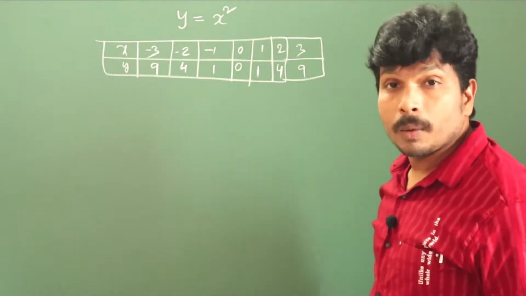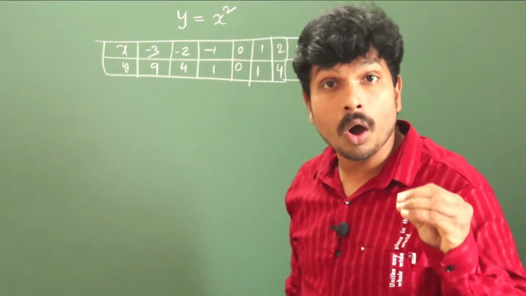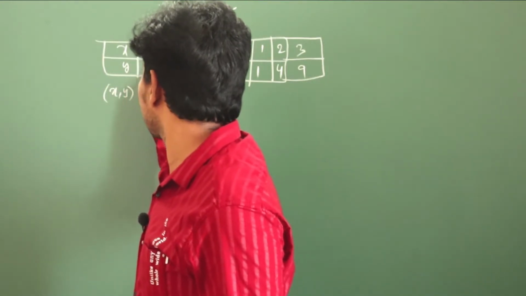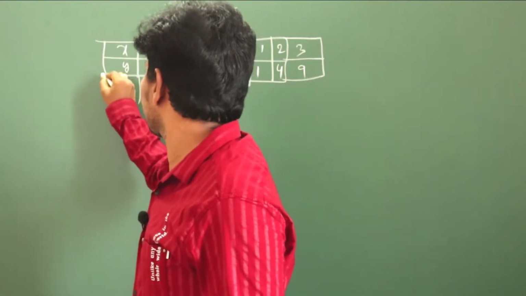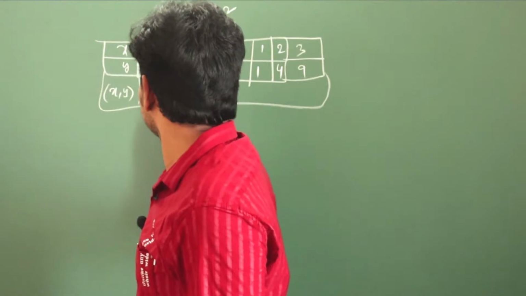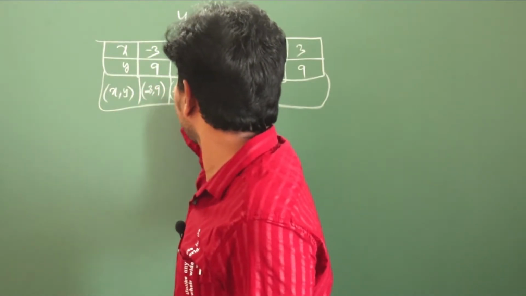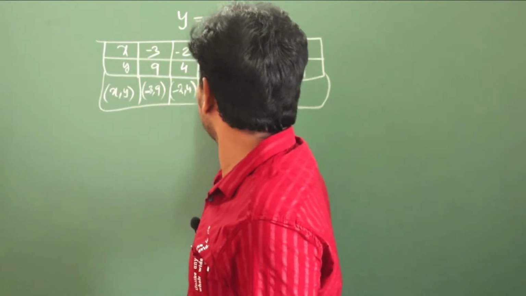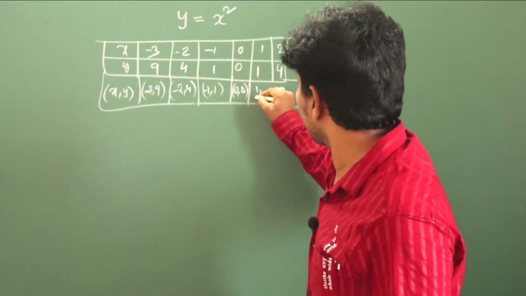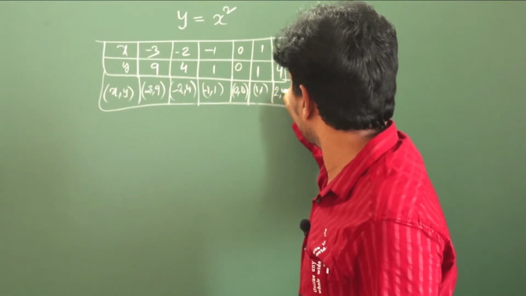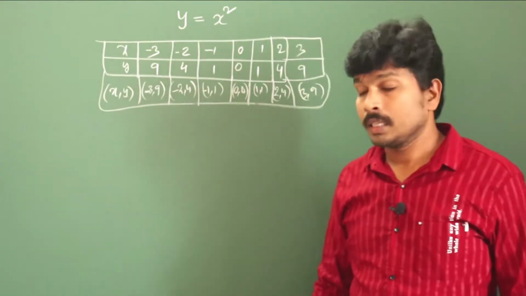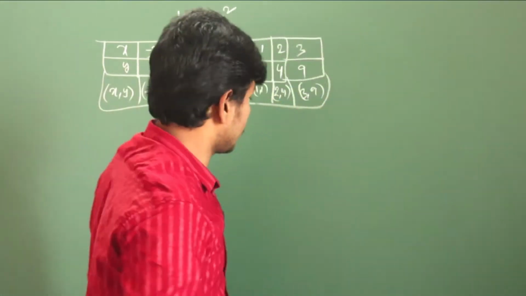Now observe your ordered pairs. Now you are getting some ordered pairs or points. Those points are x comma y. What are the x comma y values? Minus 3 comma 9 is one point. Minus 2 comma 4 is one point. Minus 1 comma 1 is one point. 0 comma 0 is one point. 1 comma 1. 2 comma 4. 3 comma 9. These are the points. These points you plot on the graph. I'm drawing the graph.